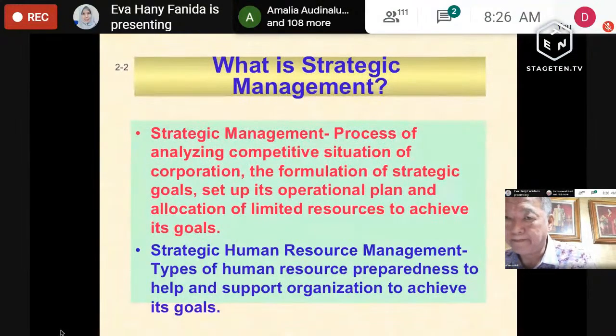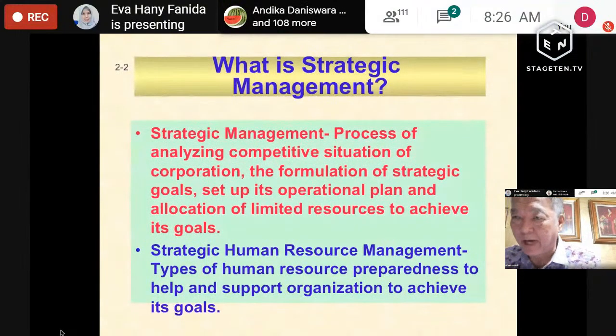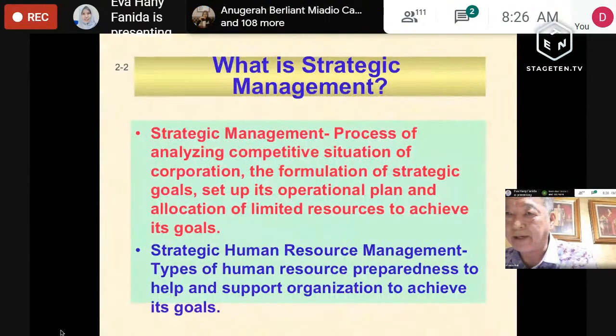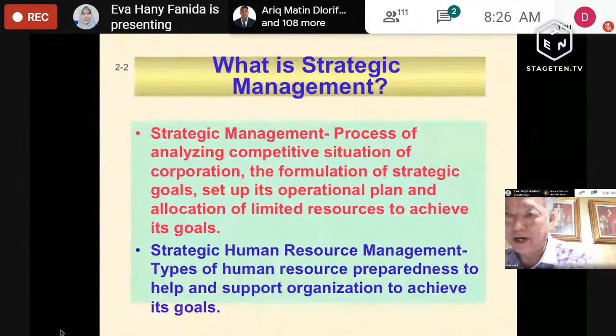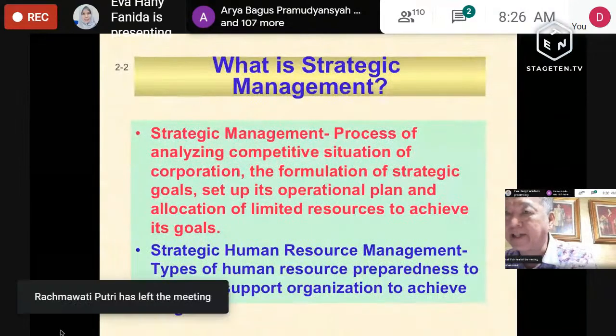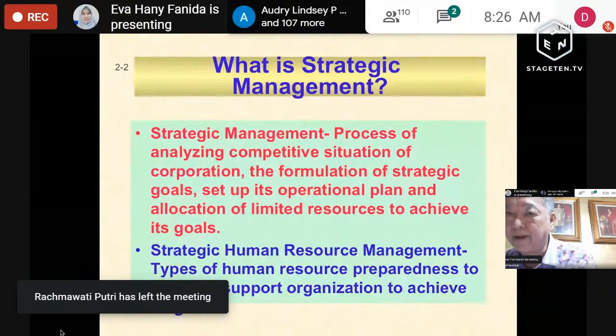Okay. So I would like to ask all of you about these two words. The first word, strategic management, is what we call the macro level. And when we talk about strategic human resource management, we talk about the micro level of the organization in order to help the organization to achieve its goal.